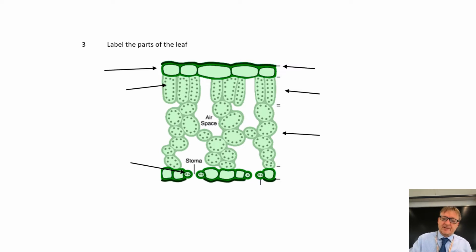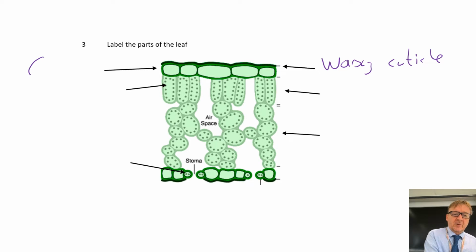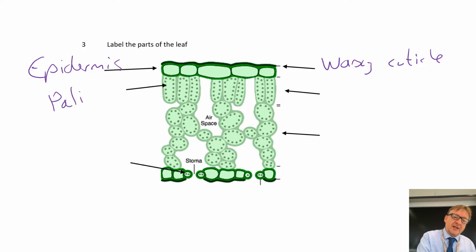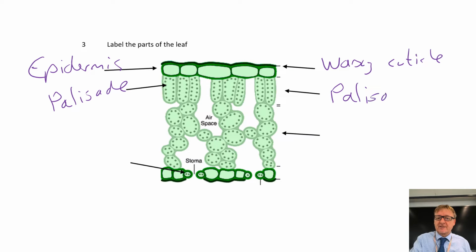Label the parts of the leaf. Let's go for it. So the top one is waxy cuticle. That's the very outside layer. Over to this side, what we've then got is epidermis, which is a bit like the skin. Here we've got palisade cells, and I've done palisade on this side as well, palisade cells.